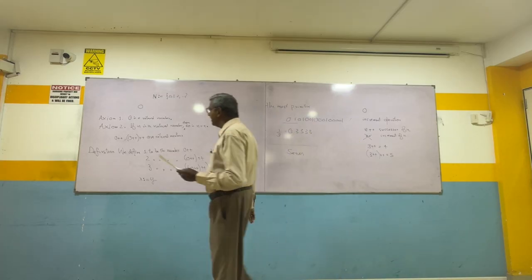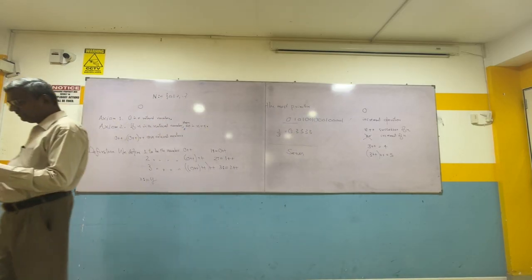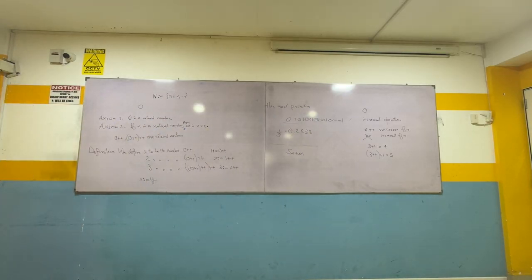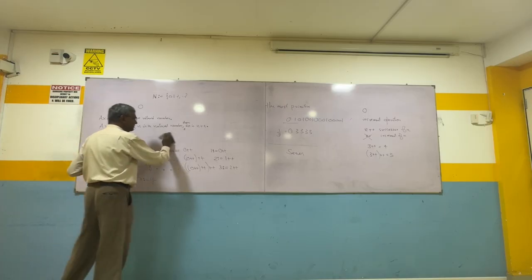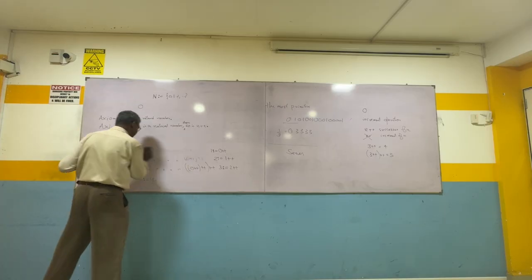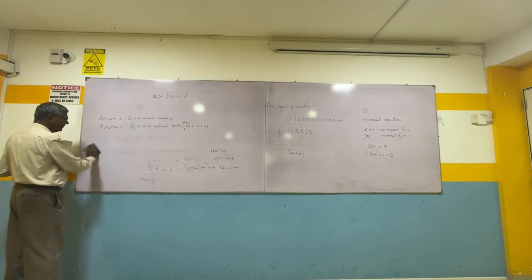Now we are going to get another axiom. Axiom 3: 0 is not the successor of any natural number. Very important one. I have not written the reasons here. I encourage you to read the book, not very fast, but carefully.